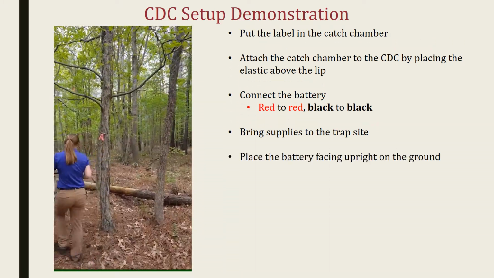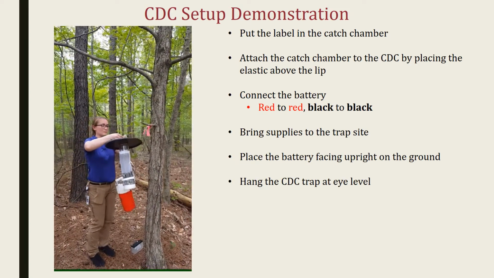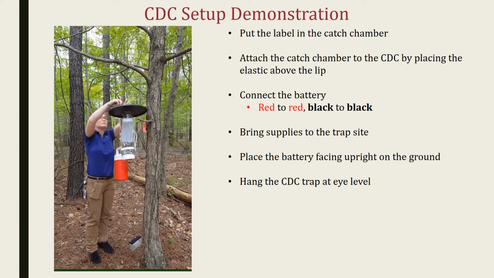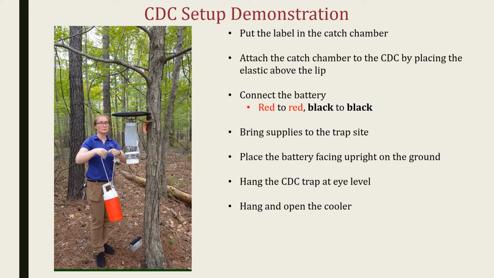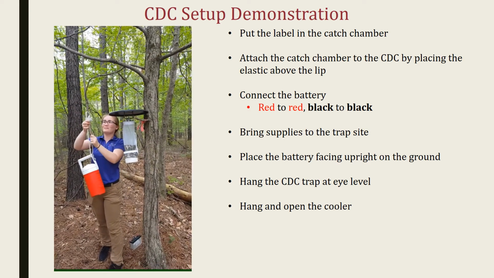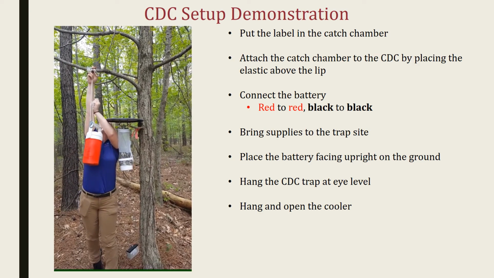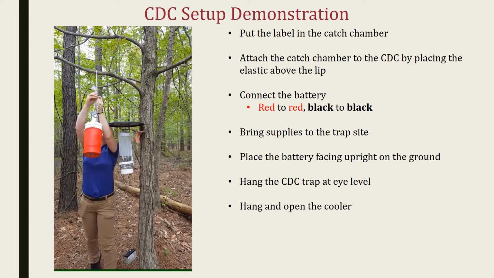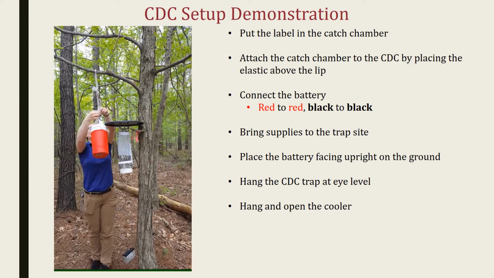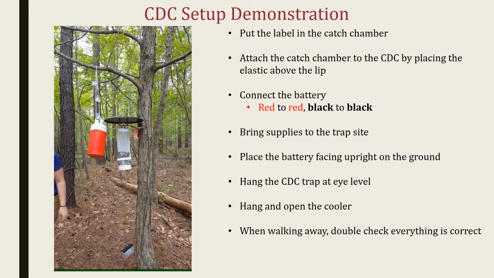You're going to place the battery facing up so that the terminals are facing towards the sky. You're going to hang the CDC trap at about eye level, and you're going to hang and open the cooler from the tree like I'm doing here. If you have a tank though, you'll put the tank on the ground horizontal and tie the tubing around the top of the trap. And when you're done setting it up, make sure to double check everything is correct before you walk away.